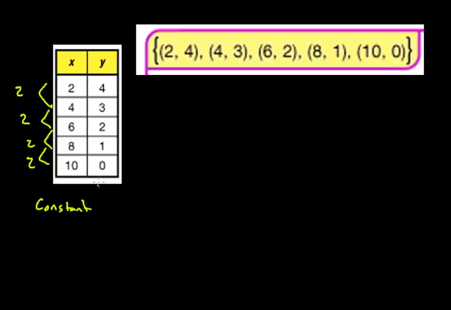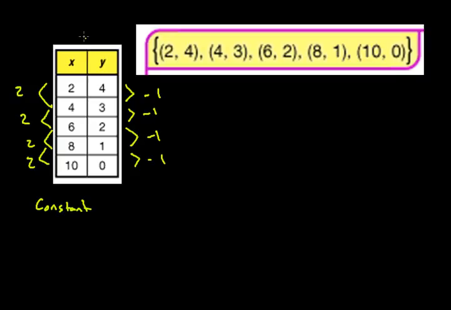But the question is, what's the change in y? What's the difference here? 3 minus 4 is negative 1. What's the change in y again? 2 minus 3 is negative 1, and so forth. And 0 minus 1 is negative 1. You see that the change here is always negative 1.